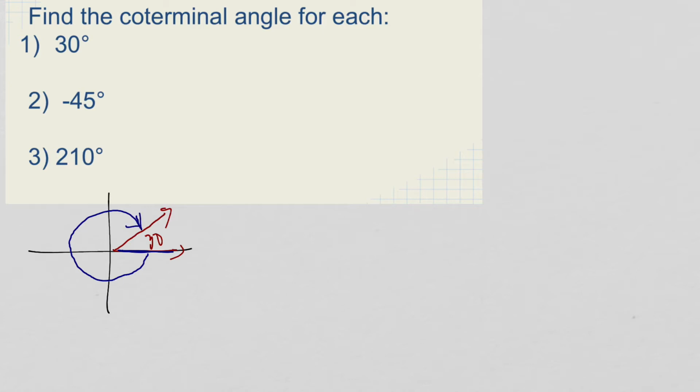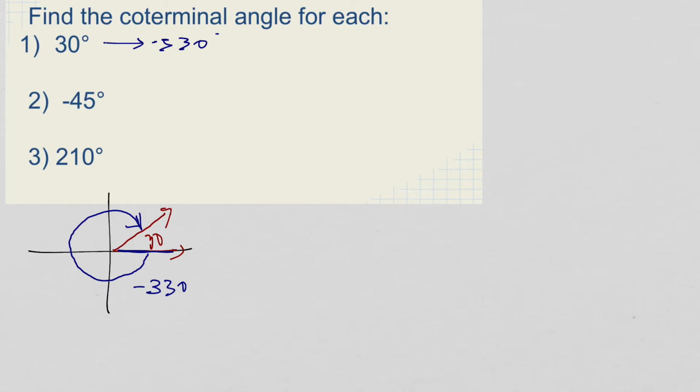So how many degrees from 360, with that 30 being subtracted? What is left? 330 degrees. And it's actually a negative angle because it's going clockwise. So the coterminal angle for 30 degrees is negative 330 degrees.